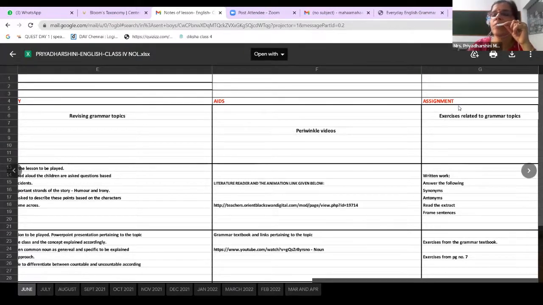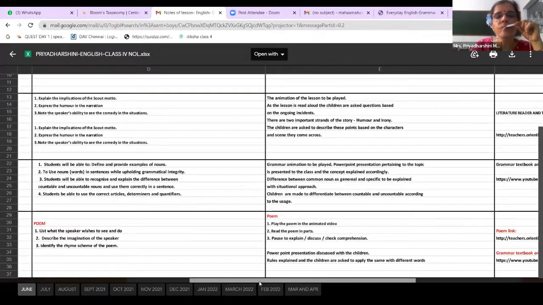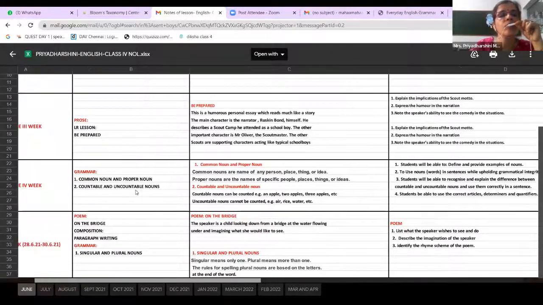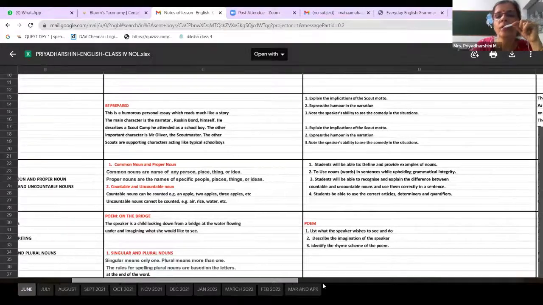And then of course, written work and assignments based on the classwork notes that you give. Answer the following, synonyms, antonyms, read the extract, question answers, frame sentences. Then with regard to grammar topics, see, common nouns and proper nouns, countable and uncountable nouns. So what are common nouns, what are proper nouns, what are countable nouns, what are uncountable nouns? That you can mention here in the lesson plan.